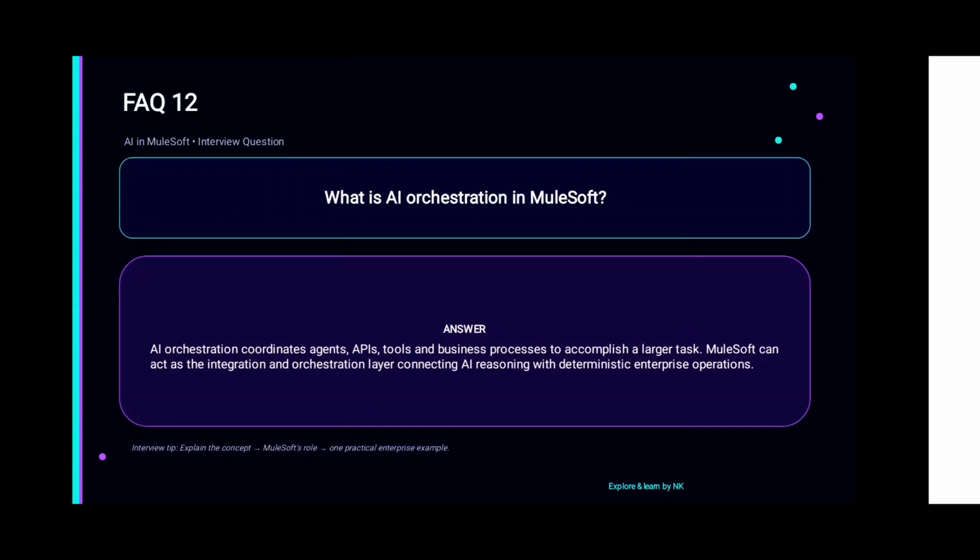So what is AI orchestration in MuleSoft? Orchestration means coordinating between agents and MCP tools, APIs and tools, and other business processes to accomplish a larger task. So MuleSoft can act as an integration and orchestration layer connecting AI reasoning with deterministic enterprise operations.